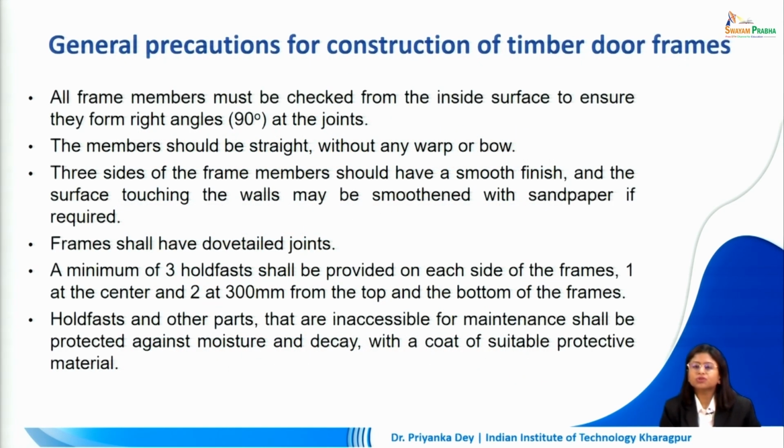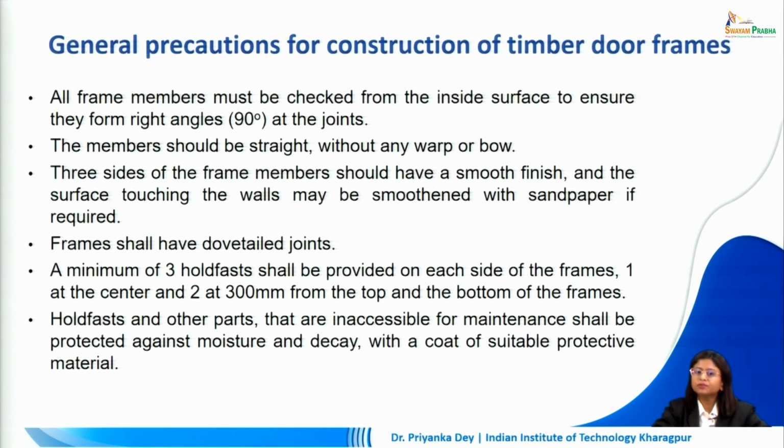Some general precautions that we take up for timber doors and door frames is that all frame members must be checked from the inside surface to ensure that they form right angles at the joints. Otherwise, the door shutter will not properly fit into this frame. The members should be straight and they should not have any warp or bow in them. So, we do not want a slight curve in the door frames. It will make it very difficult for the door shutter to operate smoothly.